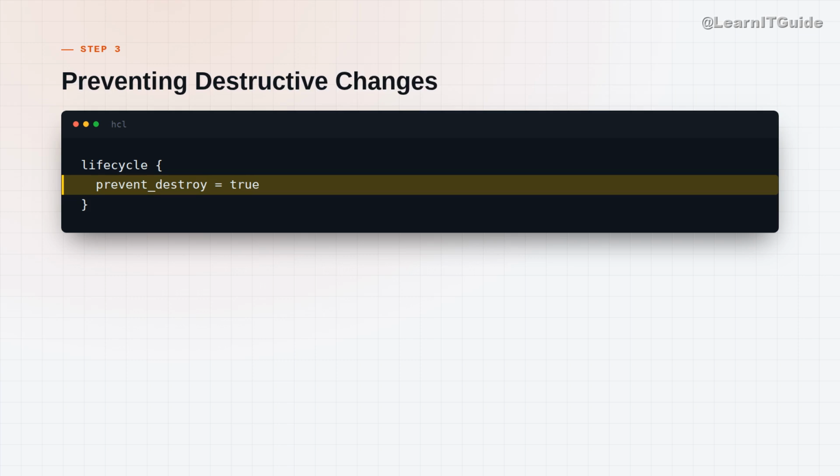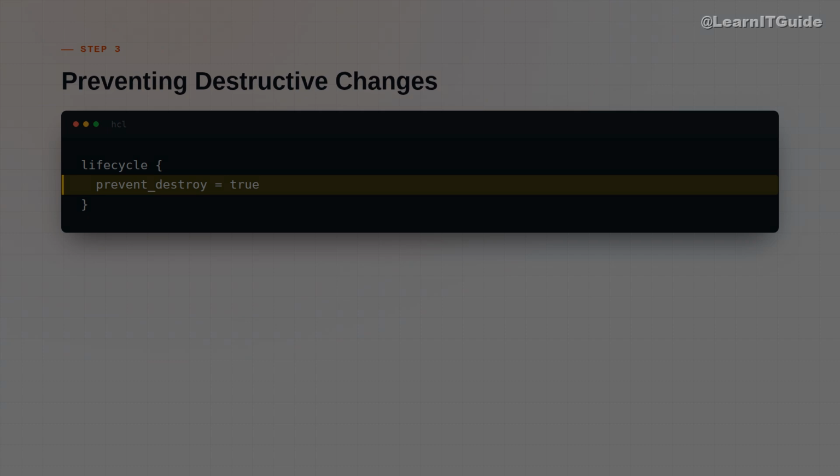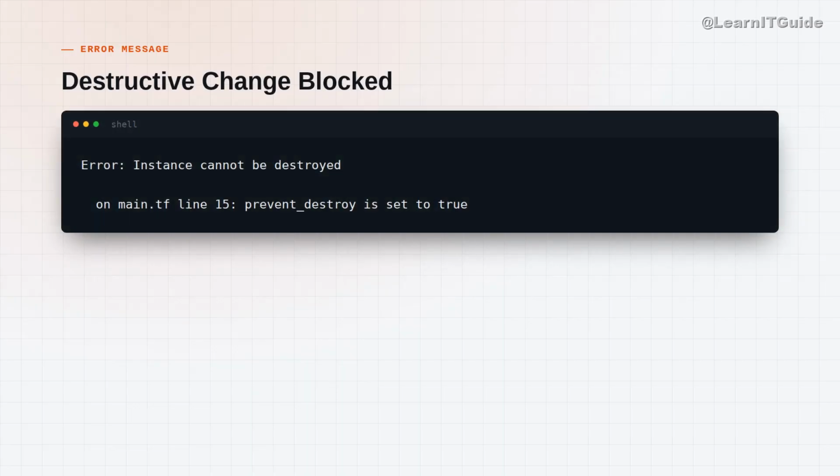This is a best practice for databases, S3 buckets containing user data, or any resource that would be catastrophic to lose. It forces you to manually remove the safety flag before any destructive action can occur, ensuring you are fully aware of the risk. This is the error you will see if you try to destroy a protected resource.